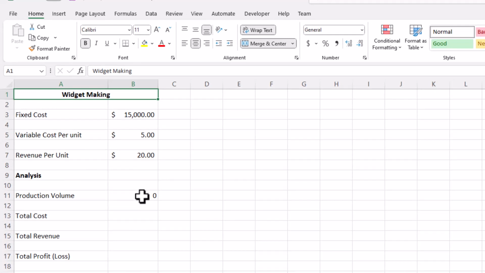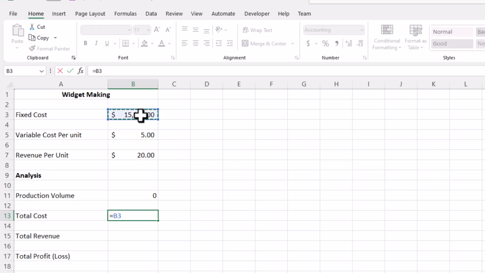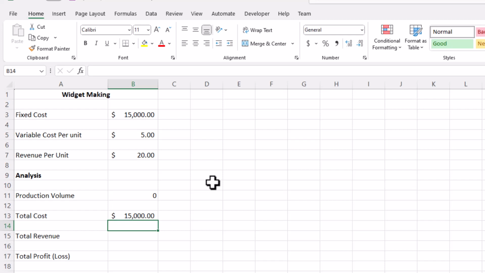So I'm going to define now the total cost. The total cost is fixed cost plus variable cost. So the formula for this cell is going to equal the fixed cost right here plus the variable cost, which is 5, multiplied by the production quantity, which is in this cell right here. So obviously for a volume of 0, there is no variable cost. The total cost is only the fixed cost, which is $15,000.